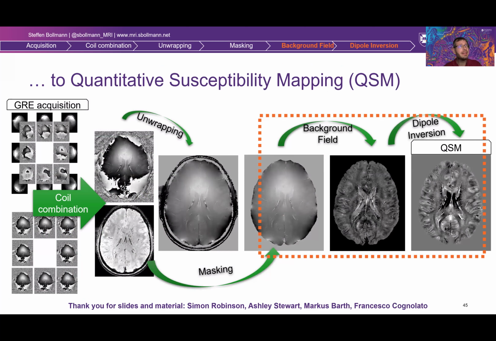So far, I discussed these steps separately, but it makes a lot of sense to solve the background field correction and the dipole inversion in one step, as this would help with error propagations. The next slides will show some methods that do exactly that.